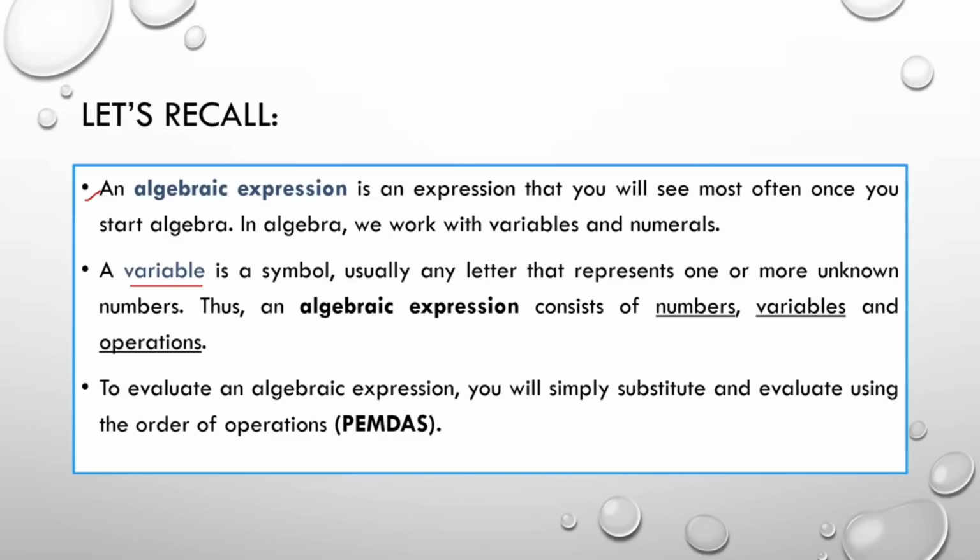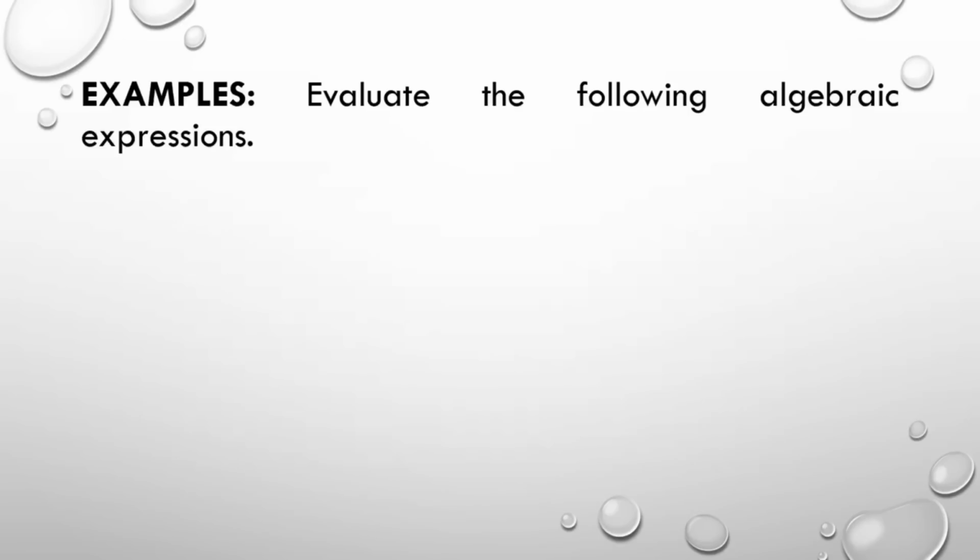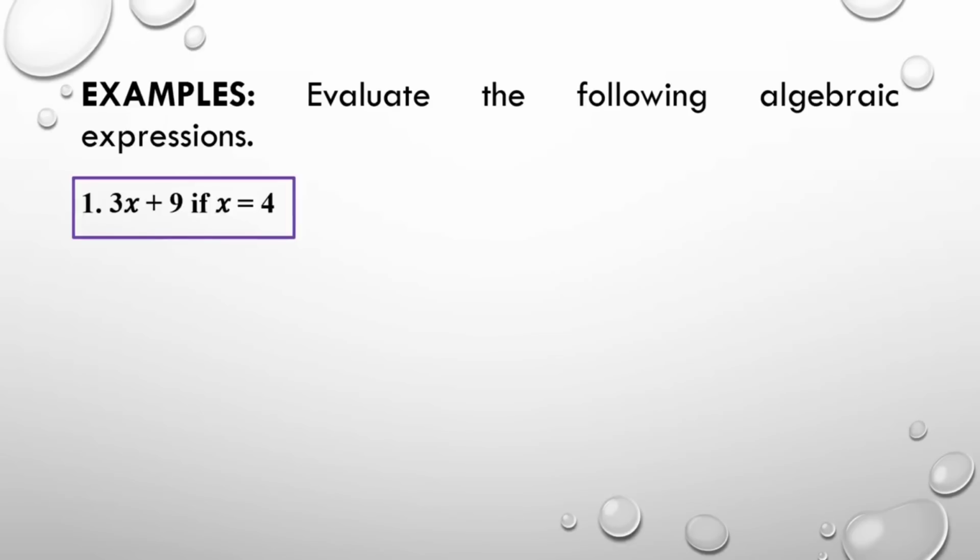So what does the acronym PEMDAS mean? P stands for parenthesis, E for exponent, M and D for multiply or divide, A and S for add or subtract. Using that, let us solve the following examples. If we are given the problem 3x plus 9, this is our algebraic expression, and we are going to evaluate it if x is 4.